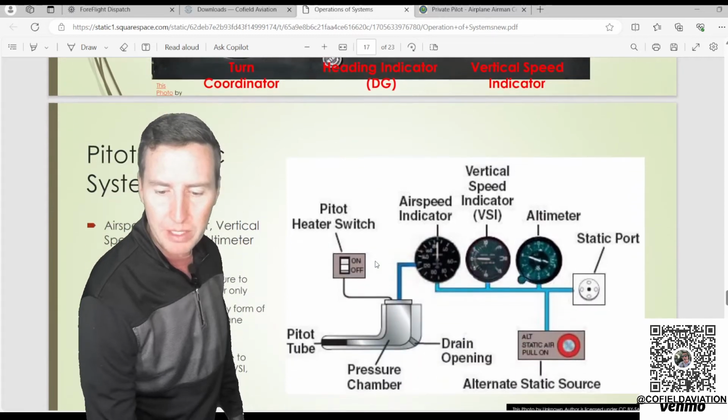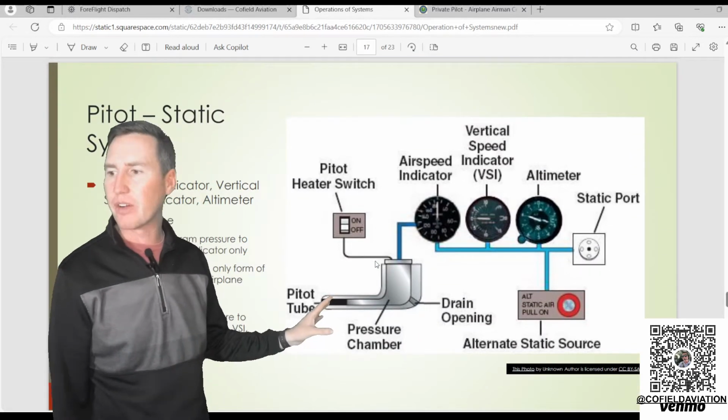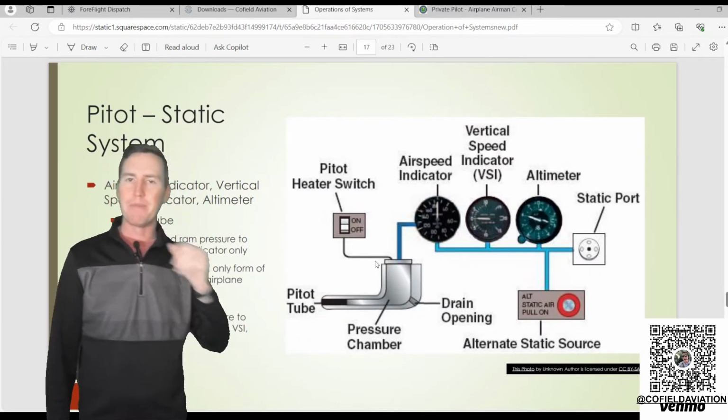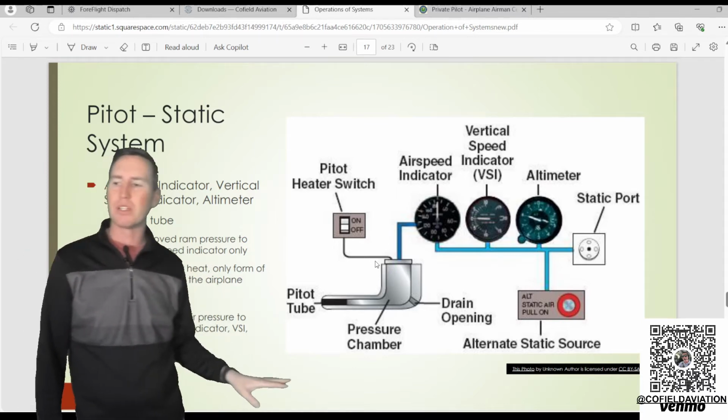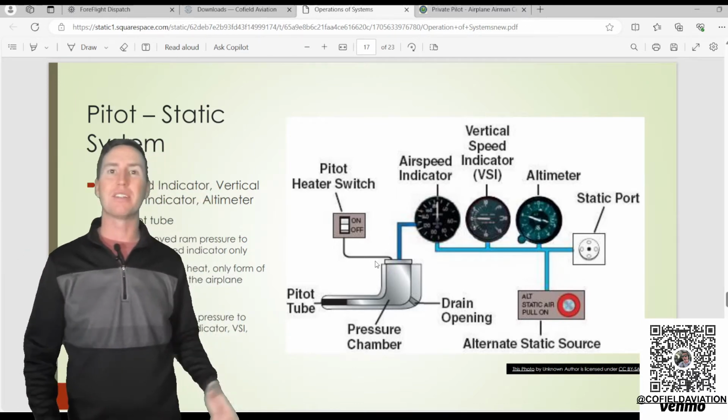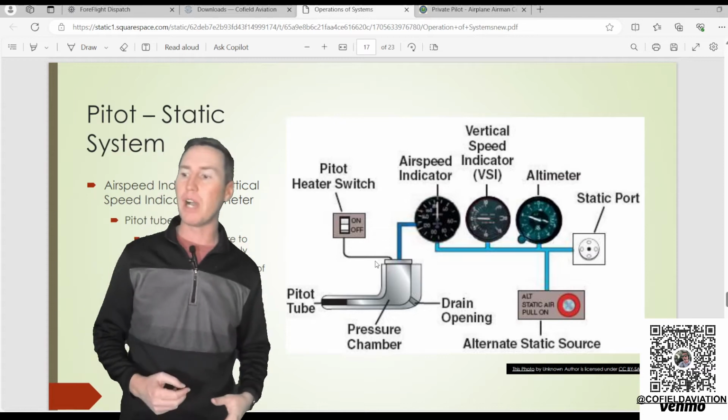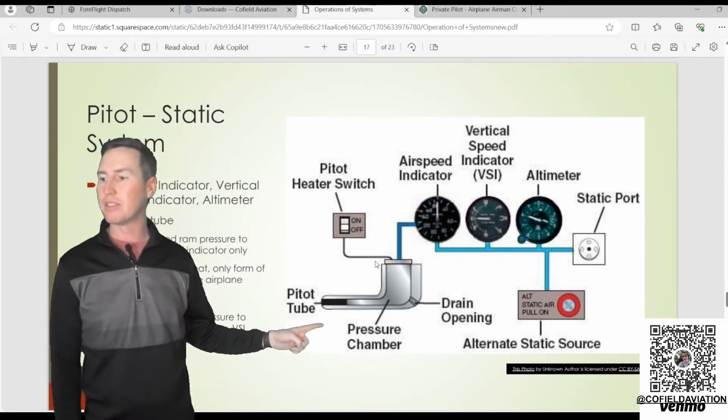So what does that really necessarily mean? This is a great little diagram to kind of visually explain and see what's going on. So the Pitot-static system is simply composed of 2 items. So we have a Pitot tube. This is it right here.